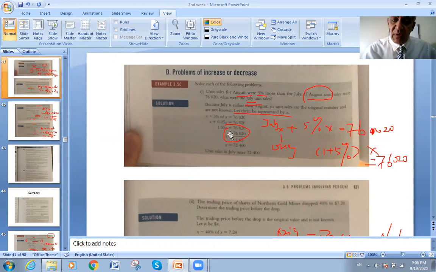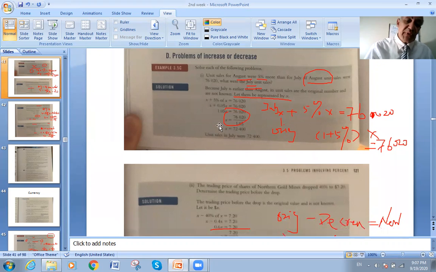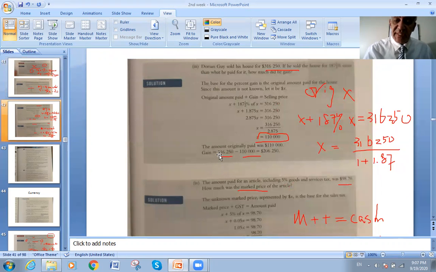So I will take x plus 0.05x, which is 1.05x, will equal the selling price of August. Then x will be the price of August divided by 1.05. Then it will give me $72,400. So look at this. Here the amount decreased, but it makes no sense to worry, it's only just numbers. Because in July the prices were less than August, like it says in the example. Just try to do it by hand. You will get more understanding of it.